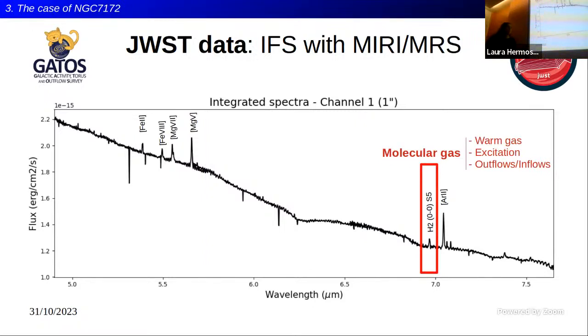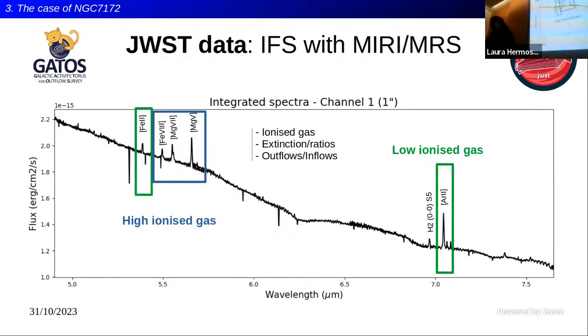One of the things that we can focus on is the molecular gas, because we have detected many emission lines corresponding to the warm molecular gas. With that, we can study excitation, we can derive, of course, the properties of outflows, if any, and also properties such as the column density of the gas and so on.